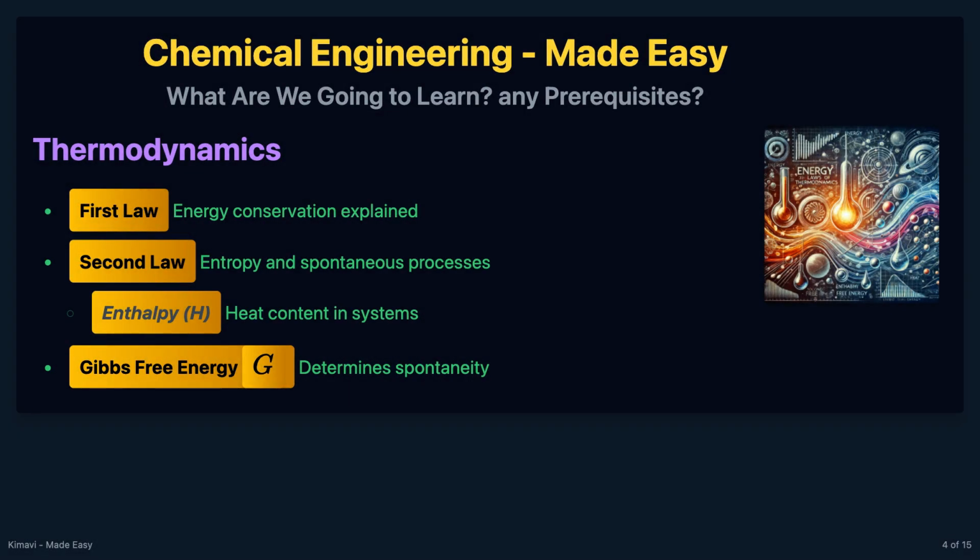Thermodynamics is the study of energy, heat, and work. Key concepts include the first law of thermodynamics, which deals with energy conservation, and the second law of thermodynamics, which involves entropy and spontaneous processes. You will also learn about enthalpy, denoted as H, which is the heat content of a system, and Gibbs free energy, denoted as G, which determines the spontaneity of reactions.